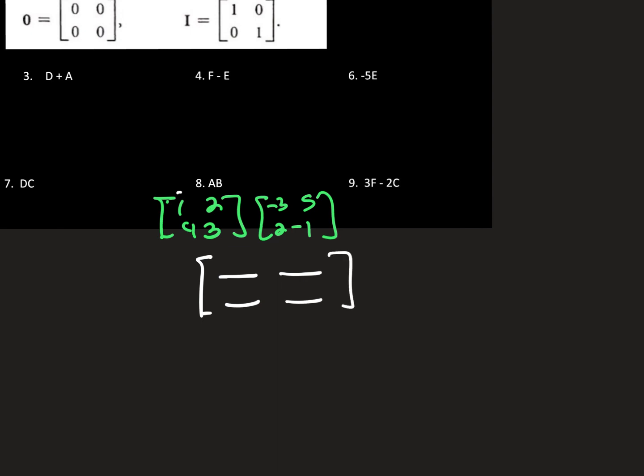And I'm going to cross the first row, down the first column. So 1 times -3 is -3. 2 times 2 is 4. Same thing with second column, 1 times 5, 2 times -1.